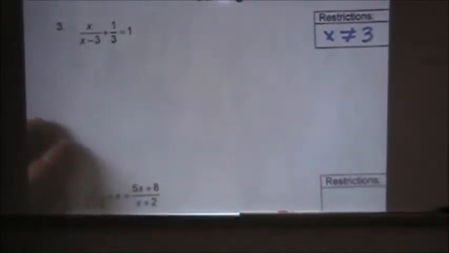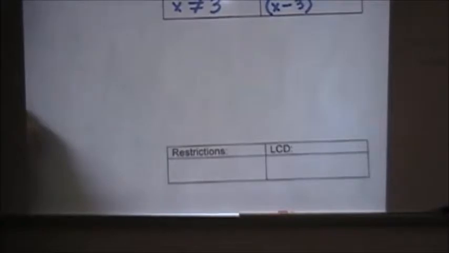Now my first fraction has x minus 3. It's grouped by the fraction bar. They're married together, the x minus 3. There's no way for me to change that x minus 3 or get rid of it. So it has to go in the box as x minus 3.